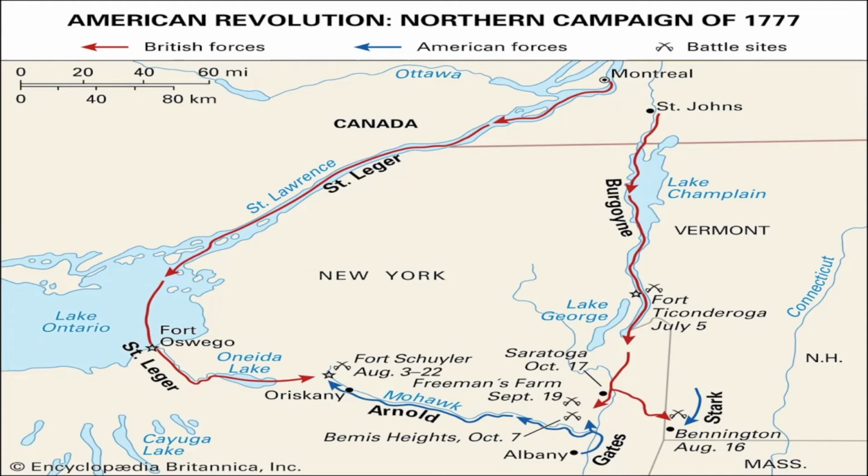The opposing armies came to face one another on September the 19th at the Battle of Freeman's Farm, located on the map just below Lake George. This was the abandoned farm of a Loyalist near Saratoga, New York. The fierce fighting lasted for several hours.